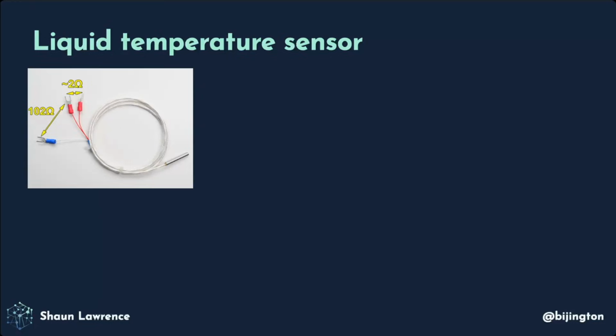The one that I've opted for here is what's called a PT1000, and it's a resistance temperature detector. So rather than its voltage changing, its resistance changes based on the current temperature. And with the PT100, the 100 stands for its resistance being 100 ohms at 0 degrees Celsius.